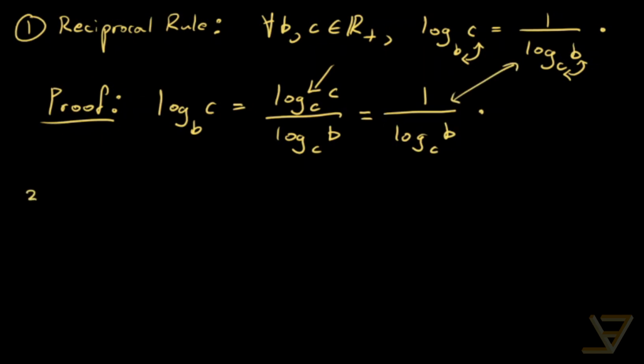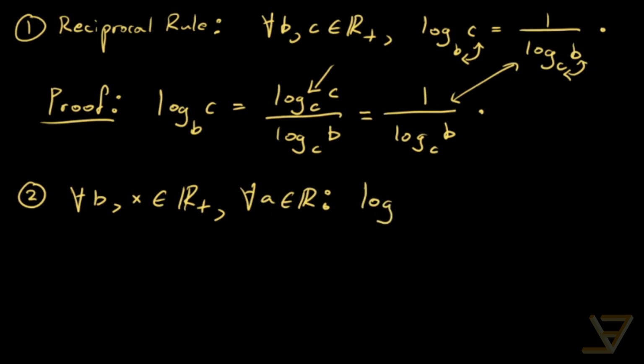The second identity that I want to derive from the change of base identity, I don't know if it has a name or not, but I'll show you what it says. It says that for all b and x in the positive reals, and for all real a, the following identity is true.